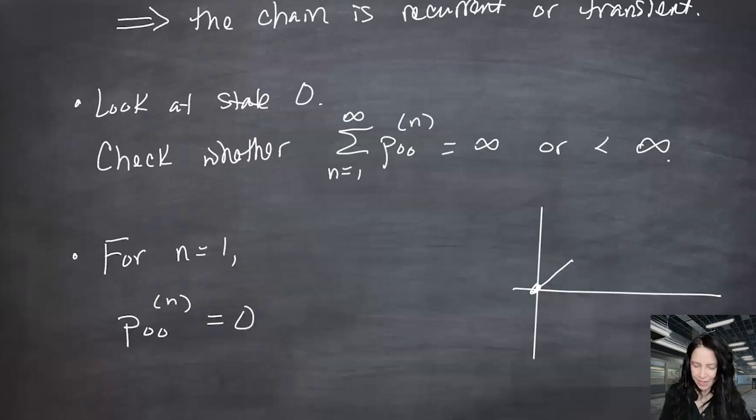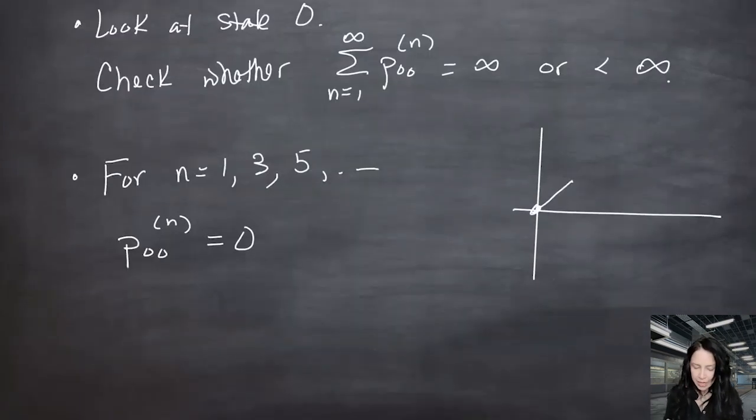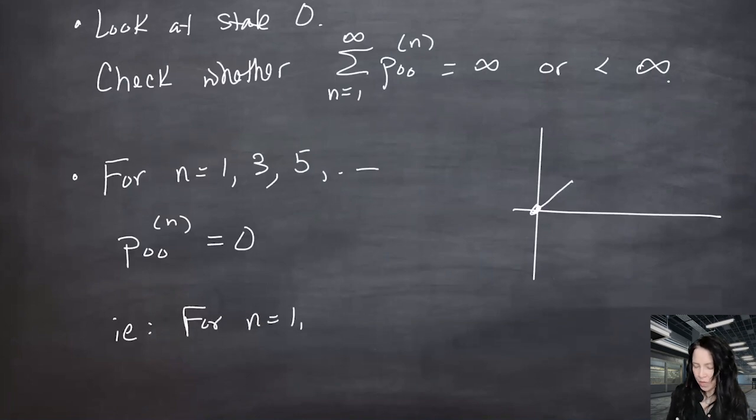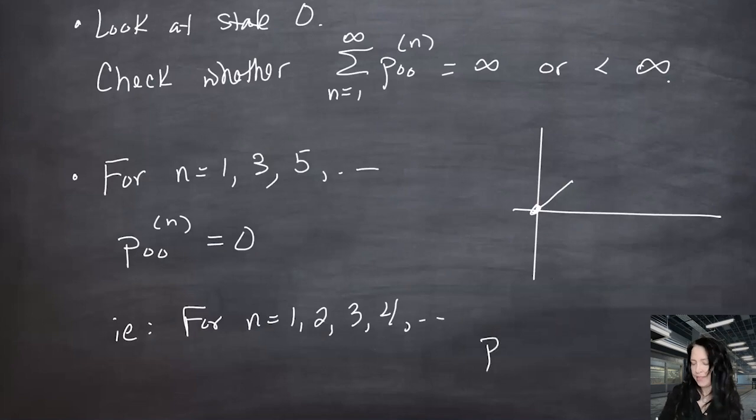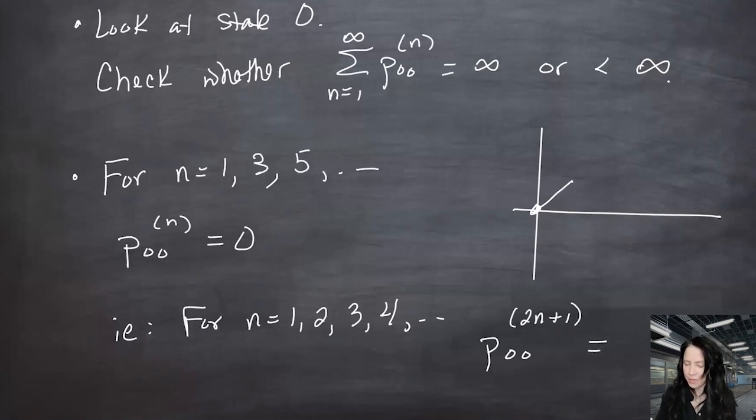What I wanted to say, I'll write on the next line. I guess what I meant to say, so odd numbers, no. I.e., for n equals 1, 2, 3, 4, etc., we can represent an odd number as the index 2n plus 1. That's what I meant. That's always zero. Thank you for catching that.